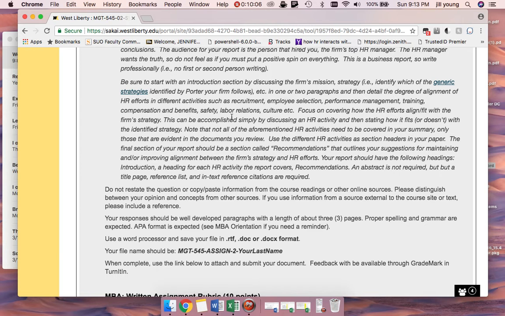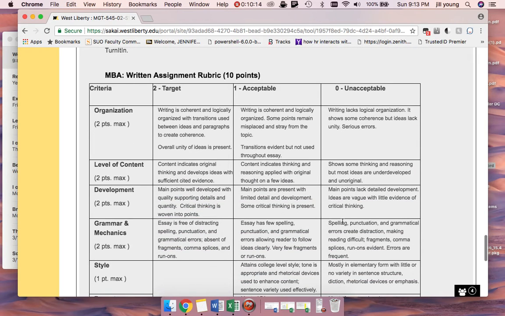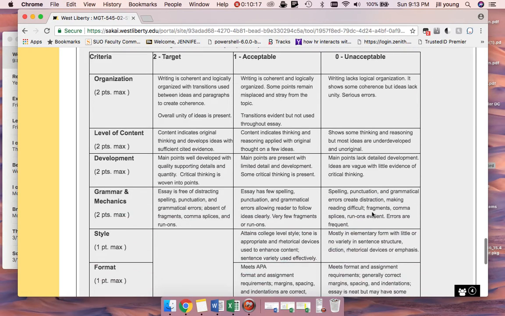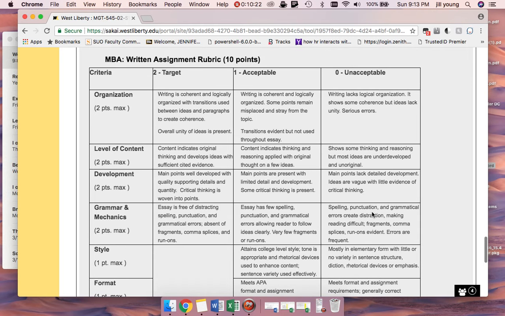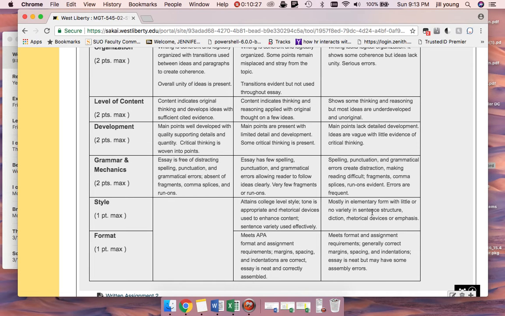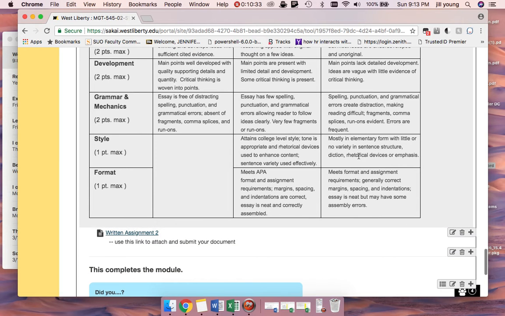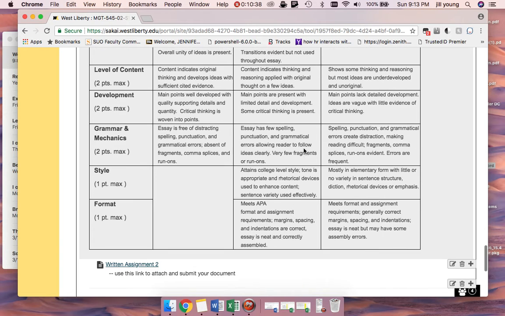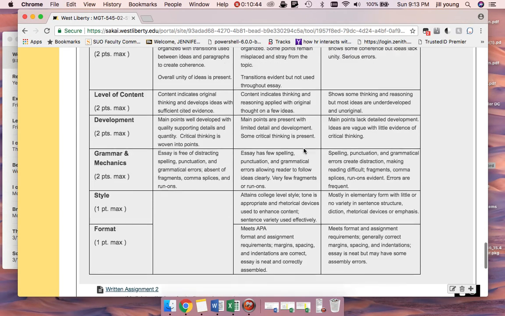Use a word processor and save your file, and that whole thing. Same thing. You have Grade Mark. Oh, so this is your rubric. Okay, and I think that with these written assignments, they're pretty standardized. They're not really specific to the topic. The reason I'm telling you this is I haven't graded anything yet, but I'll have a summary comment section at the bottom of this that really touches on the specifics of this assignment.